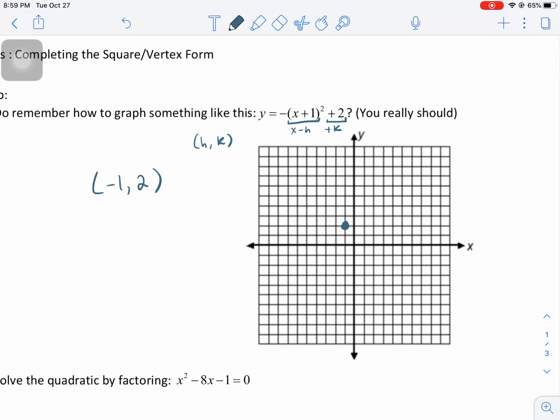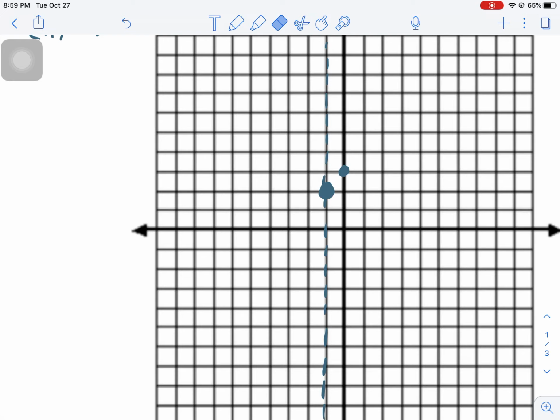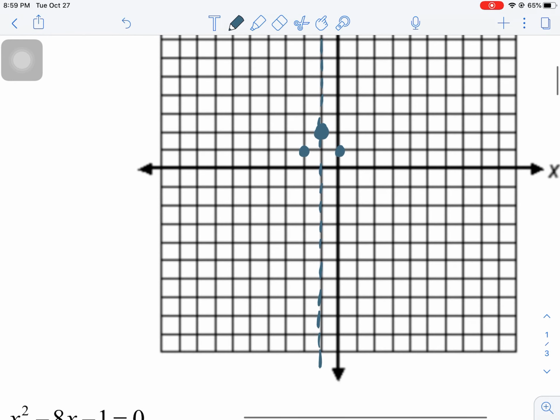So normally we'd go to the right one and up 1 and put a point here. But because the a value is negative 1, we multiply that up 1 by negative 1. So now we're going to go to the right one, down 1, to the left one, down 1. And then to find the next point, you would go to the right 2. And normally it would go up 4, because 2 squared is equal to 4. So instead of up 4, now we're going to go down 4.